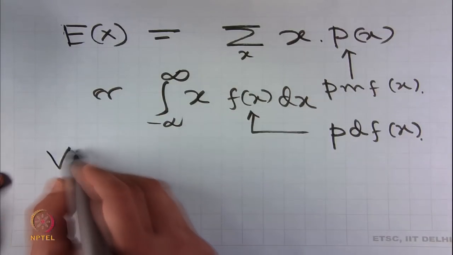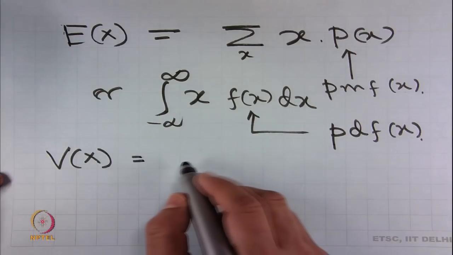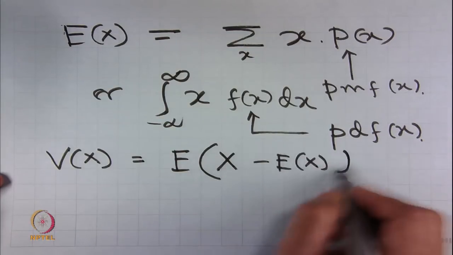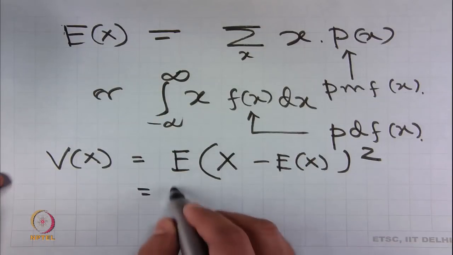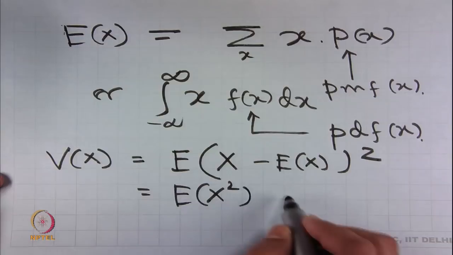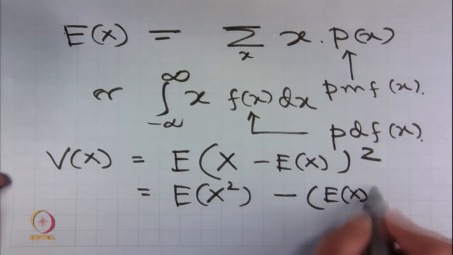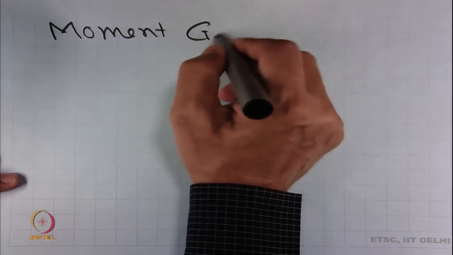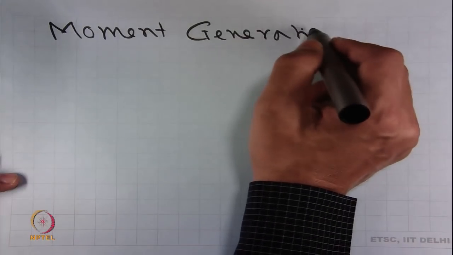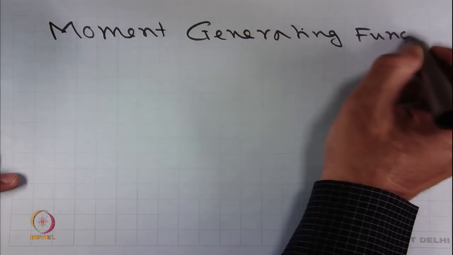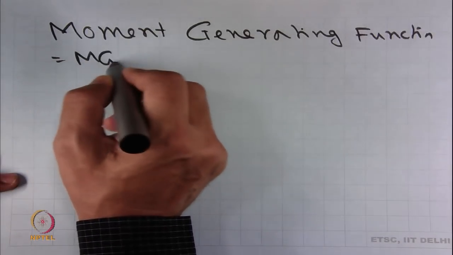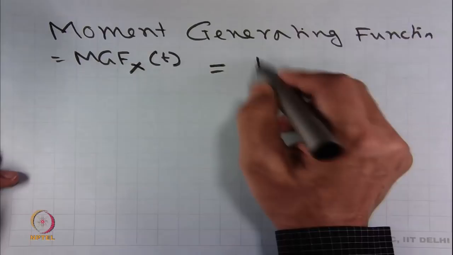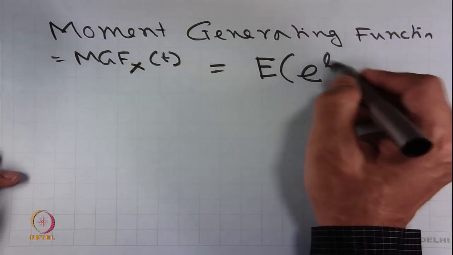As you all know, variance of x is defined as expected value of x minus expected value of x, whole square, which can be written as expected value of x square minus expected value of x, whole square. Also, you know there is something called the moment generating function, which is called MGF of x, for real value t, equal to expected value of e to the power t x.